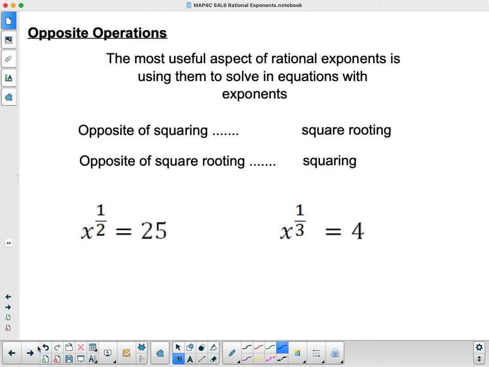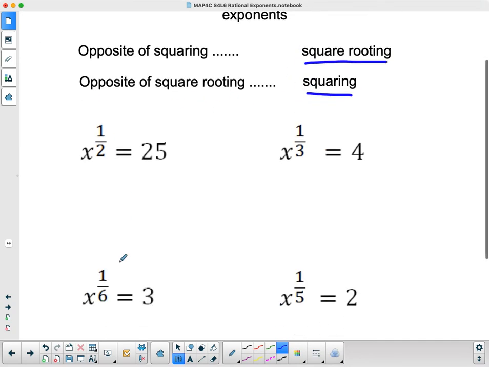Now, why would we need this? Well, sometimes we may need to actually solve for something, so we have to think about the opposite operations. The most useful aspect of rational exponents is using them to solve equations with exponents. The opposite of squaring is square rooting, and the opposite of square rooting is squaring. Same thing with anything that's a higher root. The opposite of cubing something is cube rooting. The opposite of taking the 4th power of something is taking the 4th root of something. So roots are the opposite of powers.